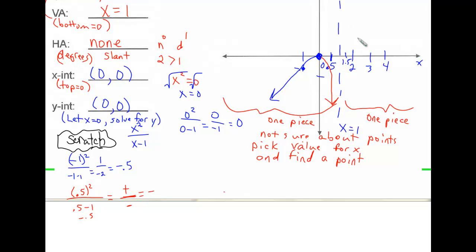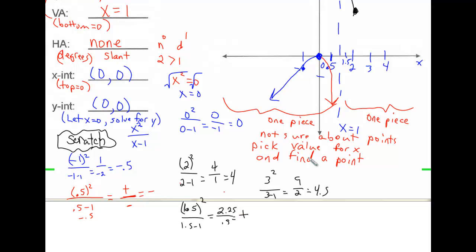Now I know I also have a piece on the right-hand side of the vertical asymptote, so I'm going to choose some points. So this is going up this way. So we could see that our graph will have a slanted asymptote.